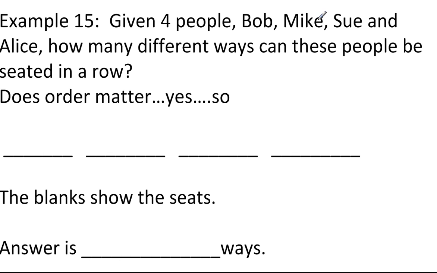B. We got 4 people. We don't even need to know their names. Put them in a row. Does order matter? Yeah. 4, 3, 2, 1. And that gets us our answer of 24 again.